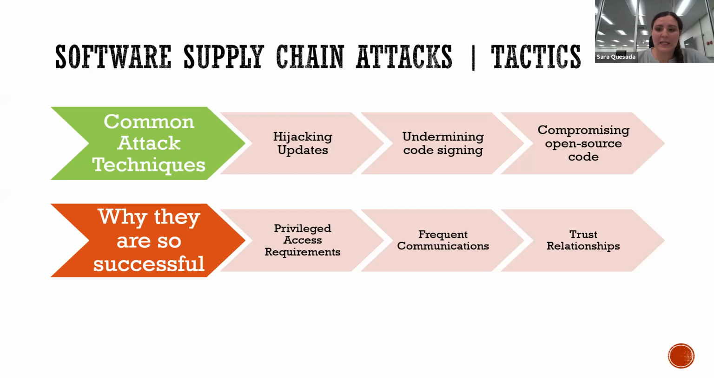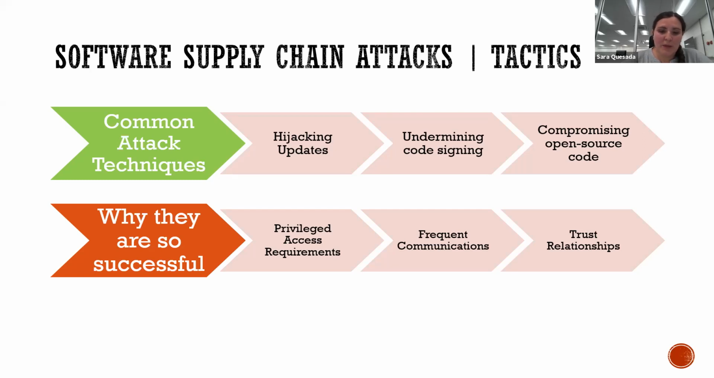So the next tactic that is commonly used is undermining code signing. Code signing is a process of digitally signing software and applications to verify the integrity and validity of said software and its authors. So you have something like a certificate authority that issues certificates that says, yes, this is my software, I'm the one who developed it, and this is the state that it's in. And it's a trusted process. Most of us use it.